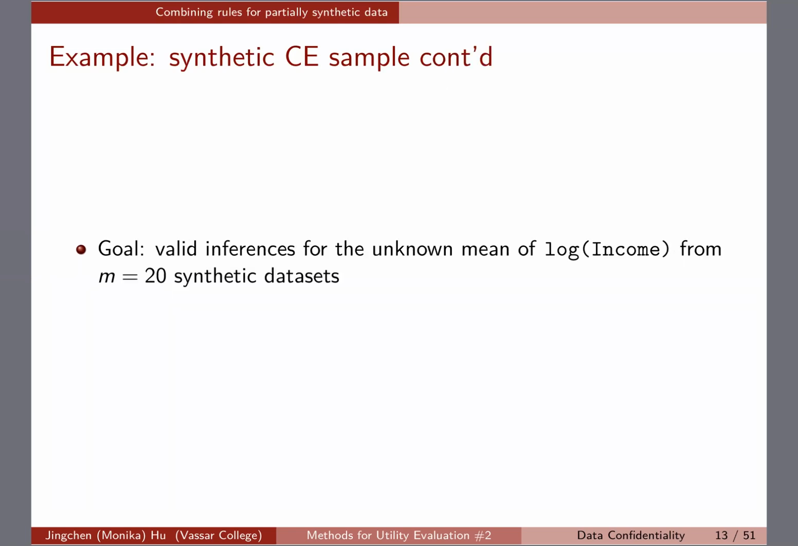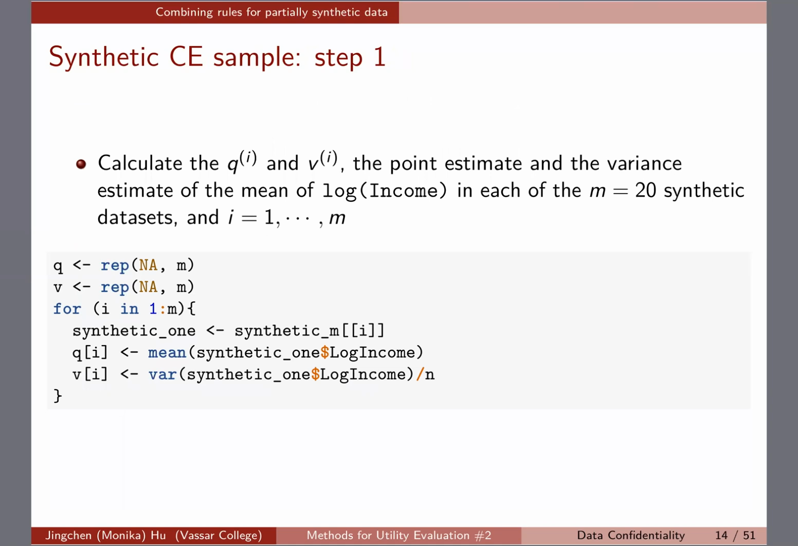All right, so the goal for us is to get valid inferences for the unknown mean of log income from 20 synthetic data sets. First step, compute Q_i and B_i, the point estimate and the variance estimate of mean log income in each of the synthetic data sets. We have 20. So I started Q and V as NA vectors, and then I write a loop from 1 to n, and I go into the list to get each synthetic data set first.